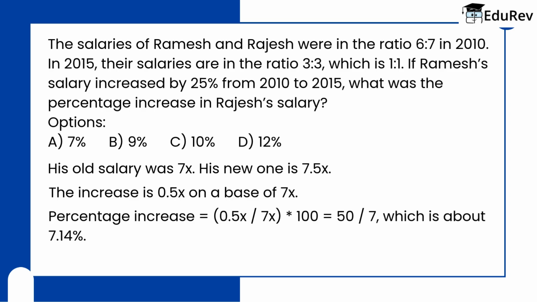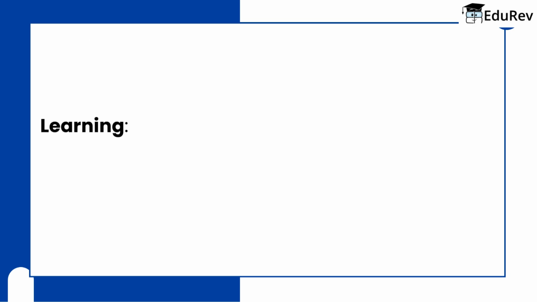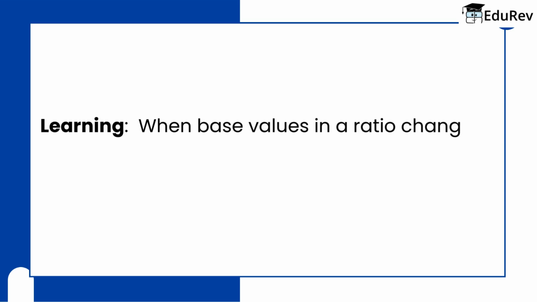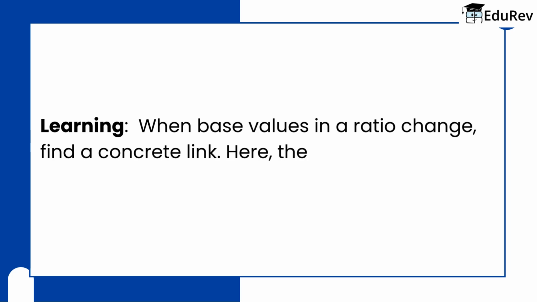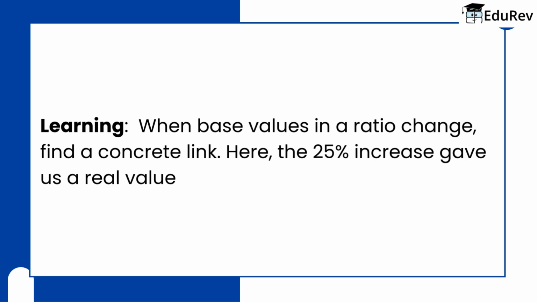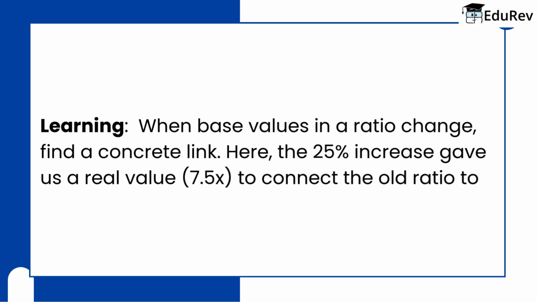Answer: option A, 7%. So our learning from this is, when base values in a ratio change, find a concrete link. Here, the 25% increase gave us a real value, 7.5x, to connect the old ratio to the new one.